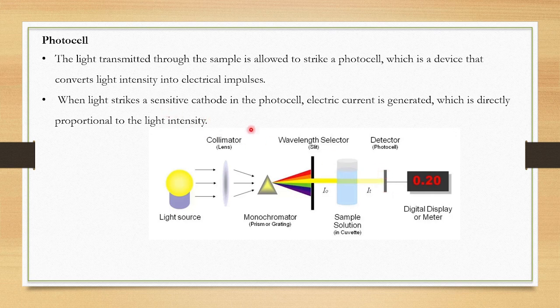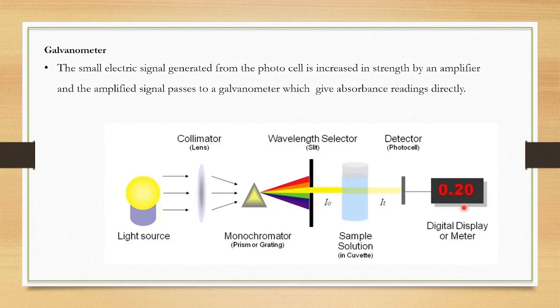Light strikes a sensitive cathode in the photocell, and an electric current is generated which is directly proportional to the light intensity. So this is a galvanometer. A small electrical signal generated from the photocell is increased in strength by an amplifier, and the amplified signal passes to the galvanometer, which gives the absorbance reading directly.